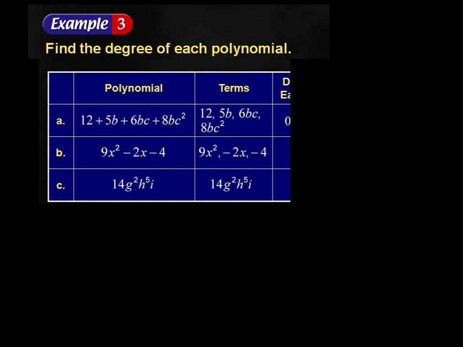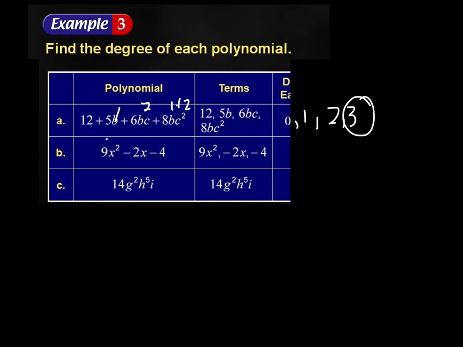Okay, we start off with the degree of each polynomial. We've got 1, 2, 3, 4 terms. We want to look at each of those terms. The degree of the first term is 0. The degree of the second term is 1. The degree of the third term, 1 times 1, that one would be 2. And the fourth term, 1 plus 2 would be 3. So then the degree is going to be the degree of the highest one, so in this case 3.